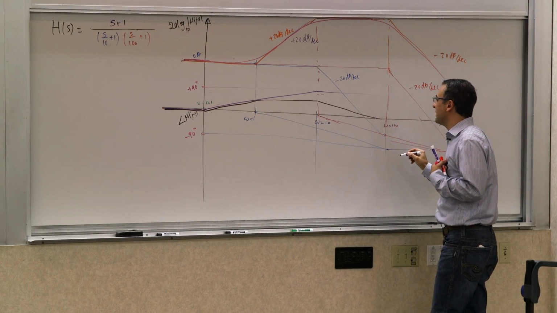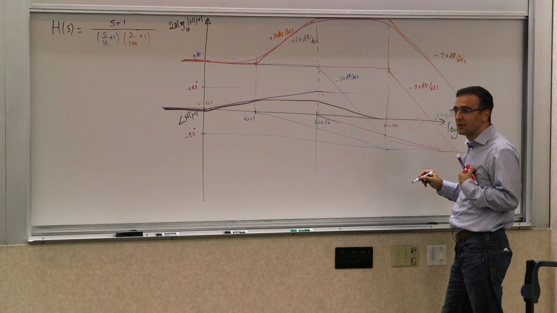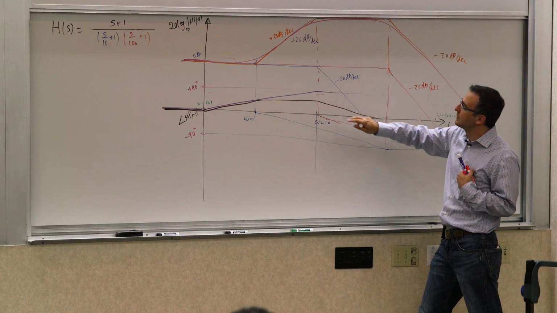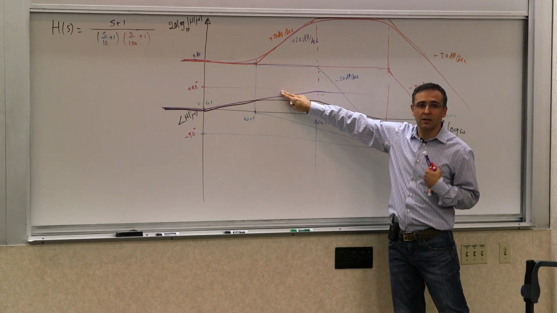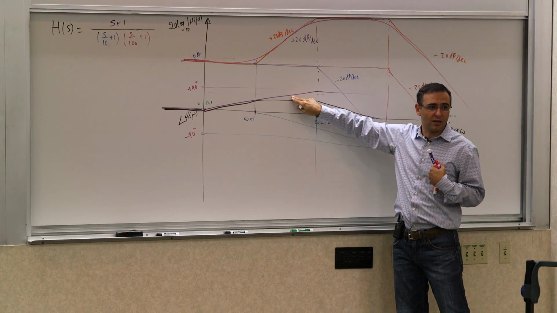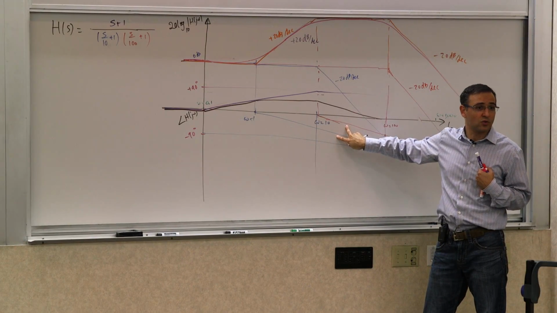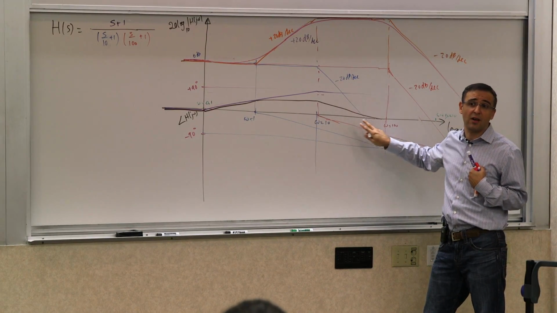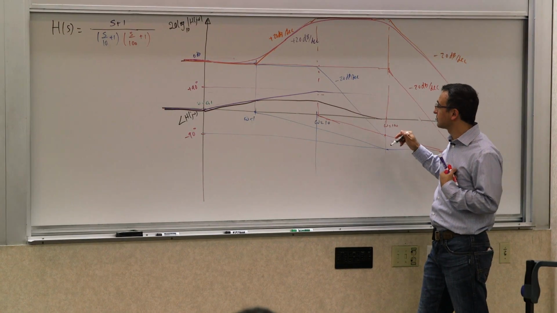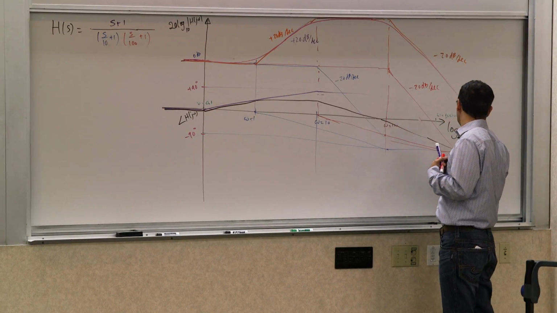And where does it end up? How low will it go? What are the final values of these three? The final value of the purple one is 90 degrees, plus 90. The final value of these two, the red and the blue, are negative 90. So what is the total phase that you get at very high frequencies? Negative 90, right? One plus, two minuses. So you go down all the way to negative 90 degrees.